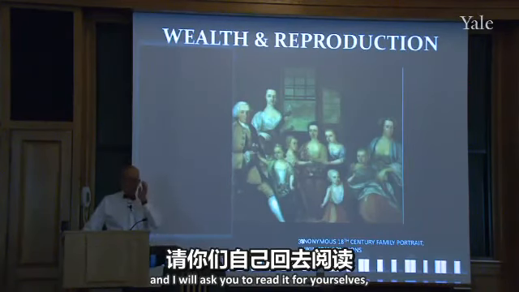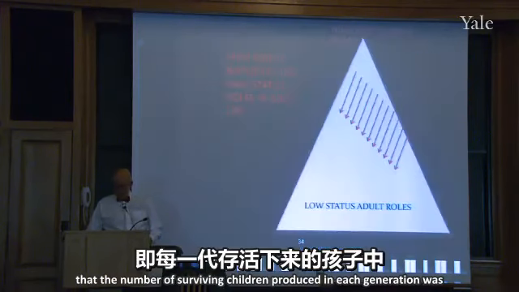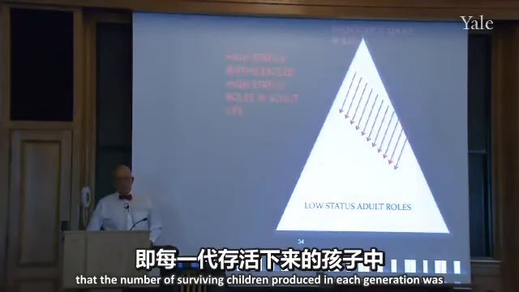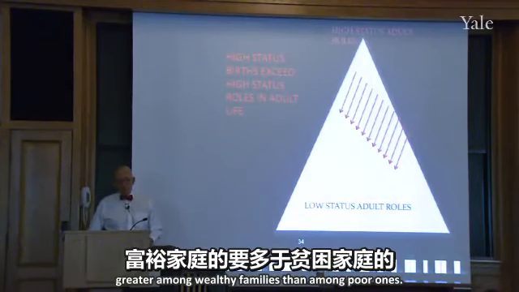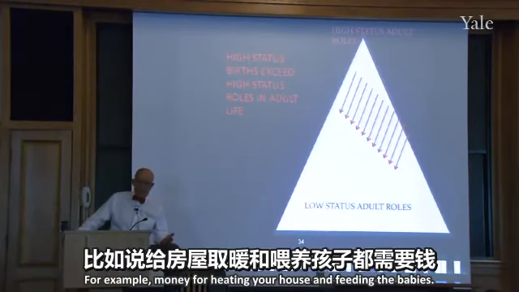The most interesting piece in Clark is his handling of wealth and reproduction. And I will ask you to read it for yourselves, but the gist is this, that the number of surviving children produced in each generation was greater among wealthy families than among poor ones. And it's pretty easy to think of reasons that might be true. For example, money for heating your house and feeding the babies.